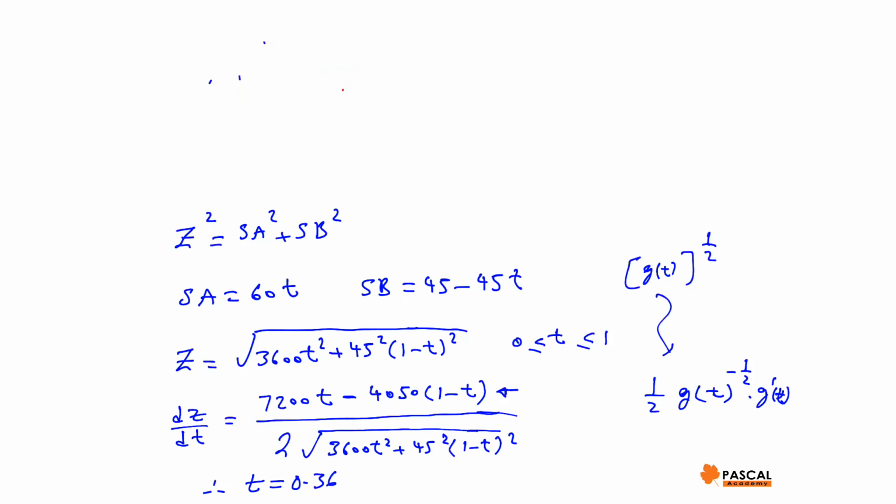What we have to do is follow the algorithm. We check t at 0, 0.36, and 1. At 0, the distance between the two trains is 45. At 1, the distance between the two trains is 60. At 0.36, the distance between the two trains is 36.